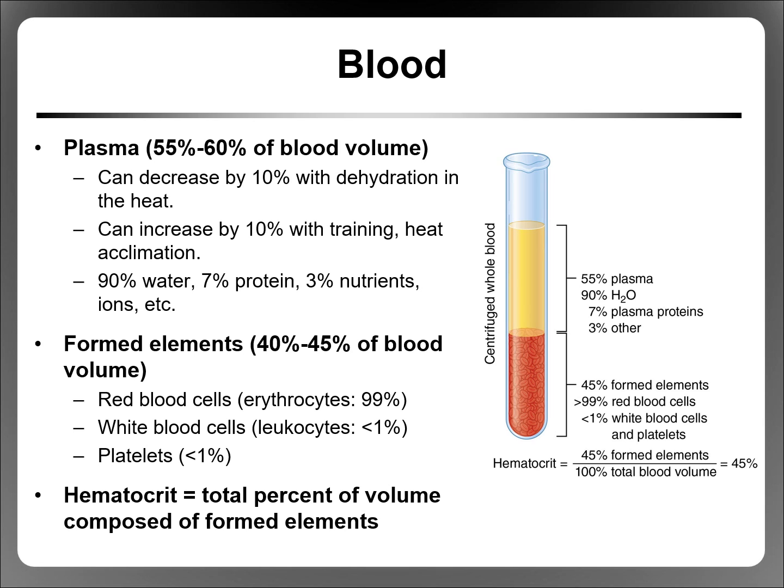Then within the blood, there's also formed elements. This makes up between 40 and 45%. This is composed of red blood cells, white blood cells, and platelets. And then the last little bit is your hematocrit. This is the total percentage of the volume of the blood composed of those formed elements.